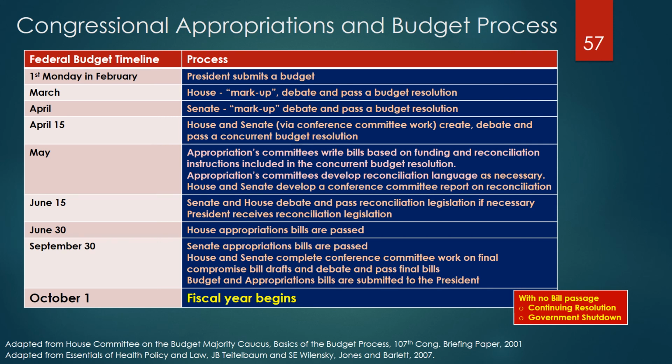If appropriations bills are not passed and signed by the President by October 1st, Congress may pass a continuing resolution that allows the government to continue to spend money. If Congress does not pass a continuing resolution, or if the President vetoes it, a government shutdown occurs, where all non-essential activities of federal agencies stop until appropriate funding is approved.